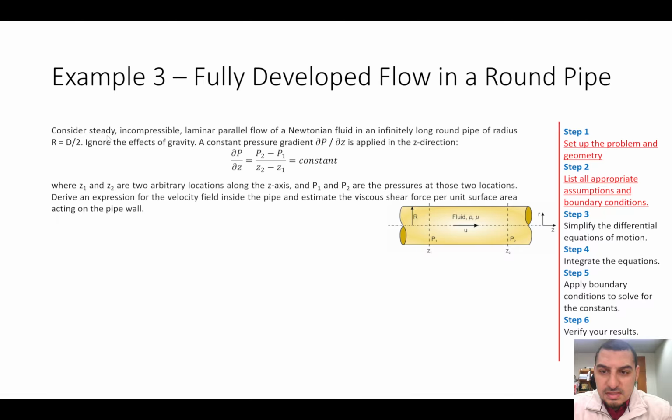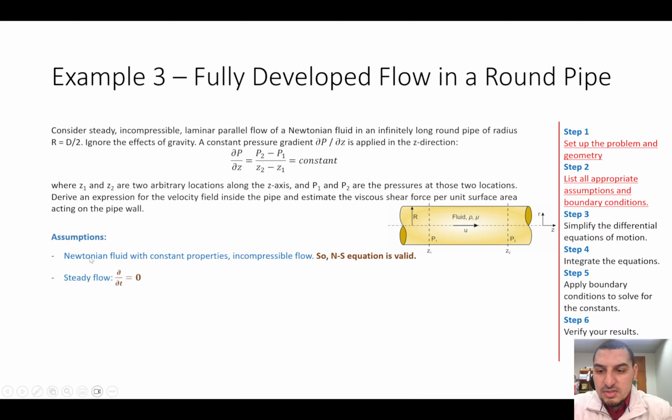So here it says steady, incompressible laminar parallel flow of Newtonian fluid in an infinitely long round pipe of radius r equals d over 2. So still we can get the same assumptions from here. It's an incompressible Newtonian fluid, and we can assume it has constant properties. So Navier-Stokes equation is valid. It's steady flow, so the change with time is 0.